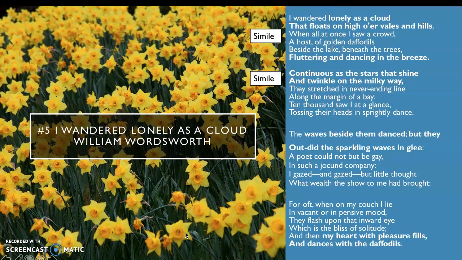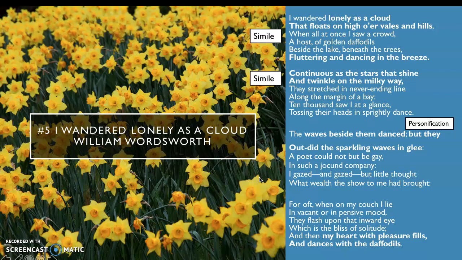We know that similes are comparisons using like or as. We've got two here. He compares himself to a cloud in its loneliness because you're kind of high above, and not down amongst people, so he's lonely. We've got another one here, continuous as the stars that shine and twinkle on the Milky Way. He's comparing the daffodils in the field to the stars in the Milky Way galaxy. So there's lots of them.